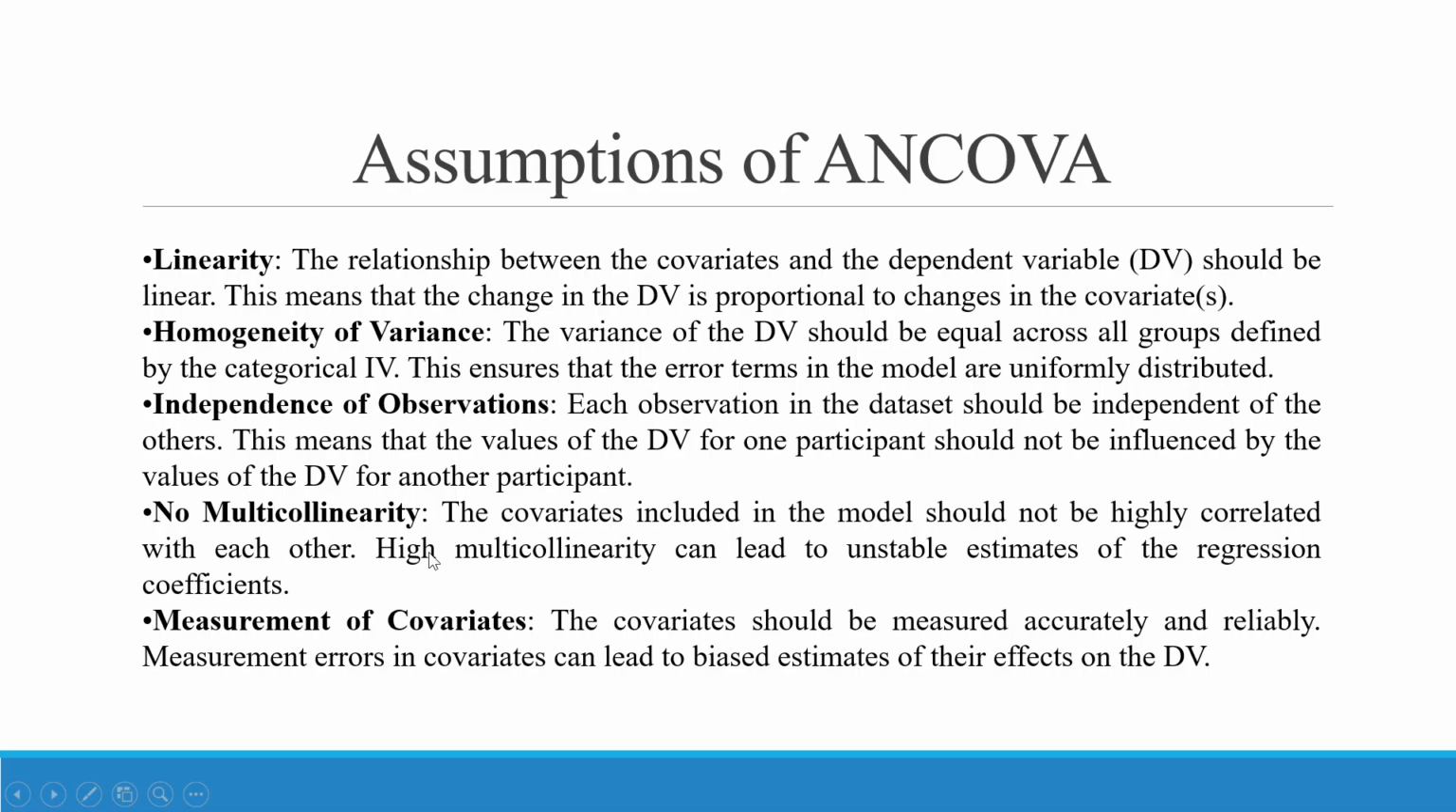No multicollinearity. The covariates included in the model should not be highly correlated with each other. High multicollinearity can lead to unstable estimates of the regression coefficients. Measurement of covariates. The covariates should be measured accurately and reliably. Measurement errors in covariates can lead to biased estimates of their effects on the dependent variable.